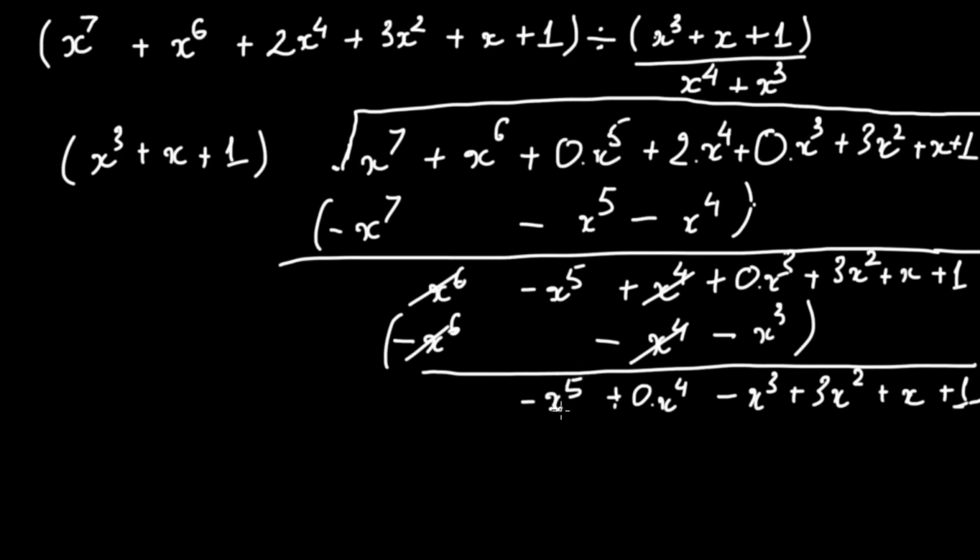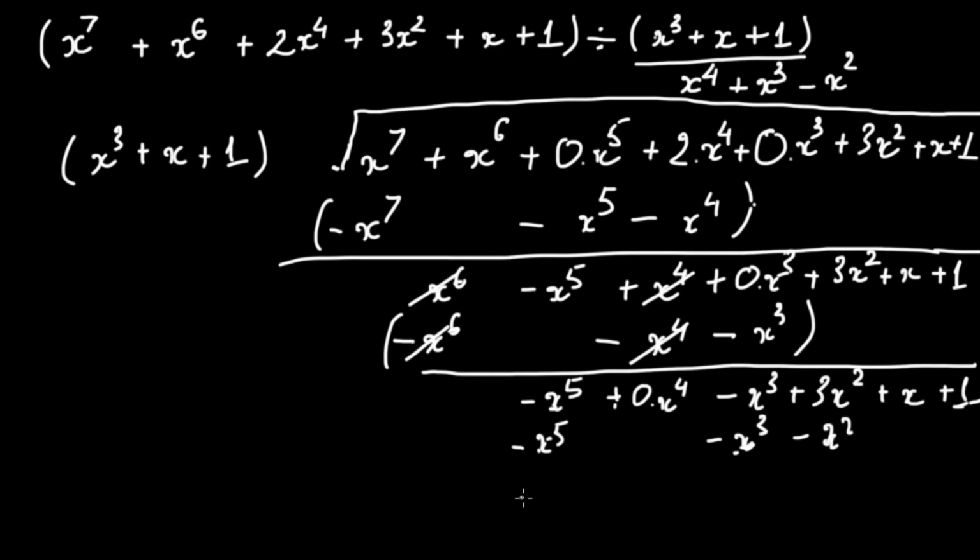We take minus x to the fifth divided by x to the third. You have minus x squared. Then you take minus x squared, multiply back to this expression. Minus x squared times x to the third, you have minus x to the fifth. Minus x squared times x, you got minus x to the third. And minus x squared times 1, you have minus x squared.